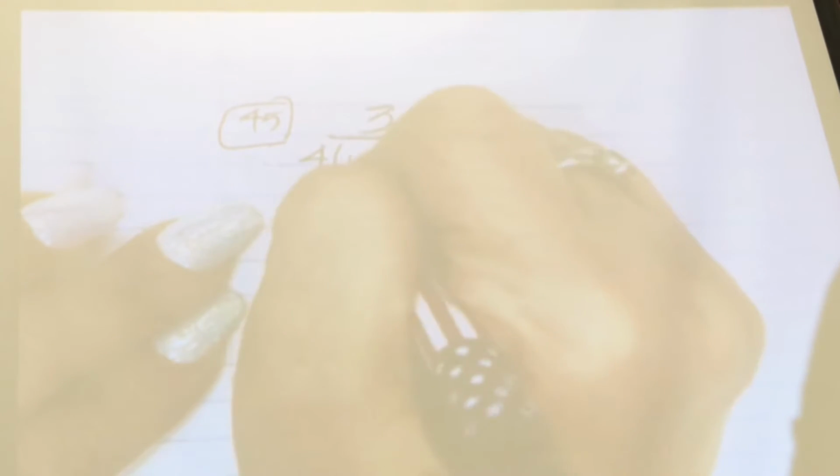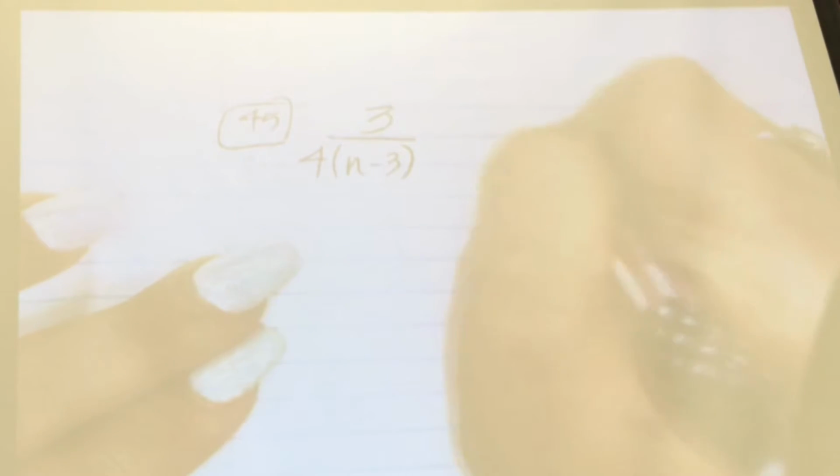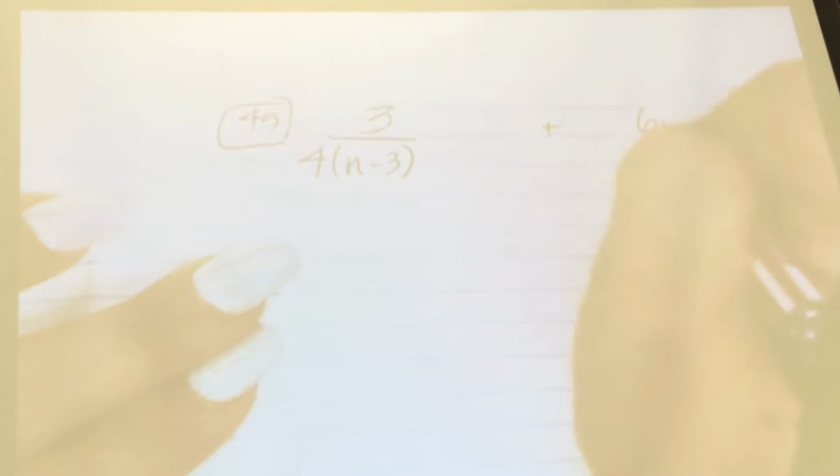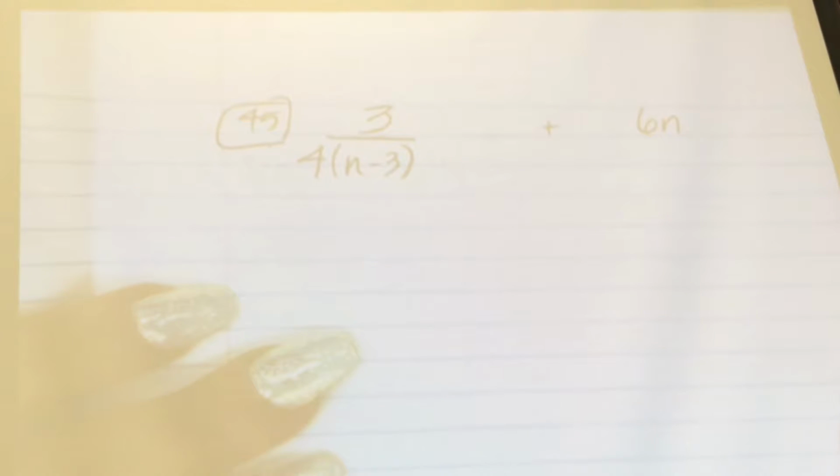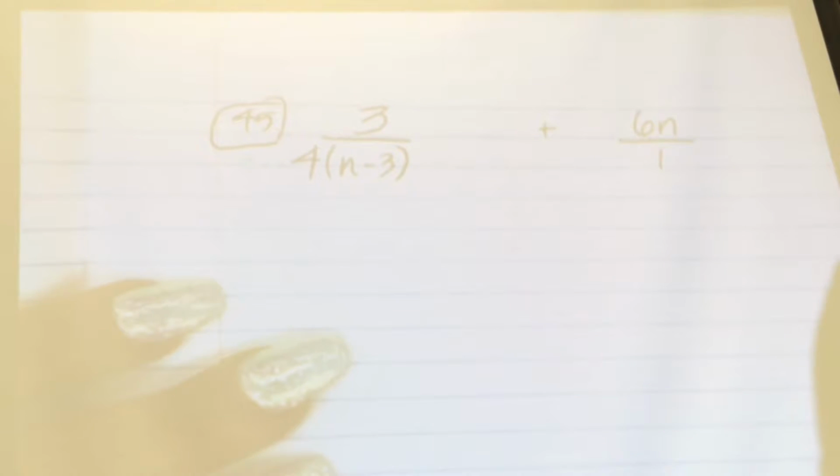45. I'm going to take it up a notch now. I'm trying to do as much as I can with you, so all you have to worry about is the evens. 3 over 4 times n minus 3 plus 6n. What's under that 6n that's not there, but it's there? A 1. Very good. How come it's not 0? Can't divide by 0. Okay? So some people think, oh, there's nothing there. It's a 0. Well, then if there's a 0 there, then it would be undefined.